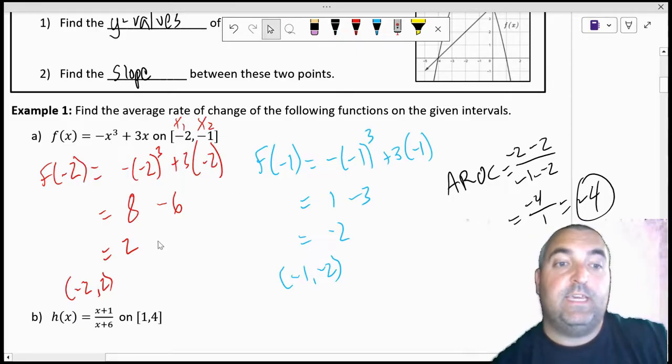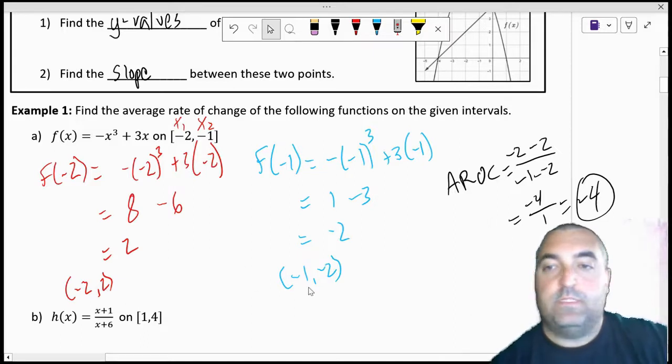Okay, so again, that key is find those y values. Then you have your two coordinate points, and then it's just y2 minus y1 over x2 minus x1. And there you go.